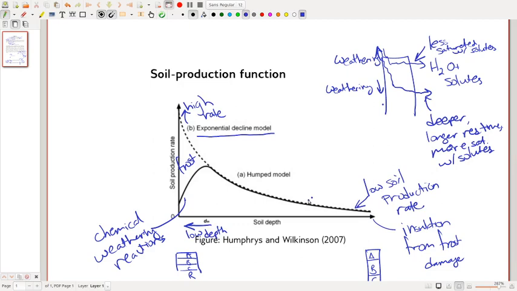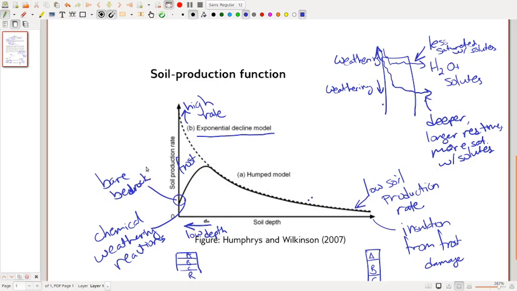So, with that, we might think that this exponential decline model is pretty good. But let's just think about one thing. So I was talking about frost, and I was talking about chemical reactions that are mediated by water, and both of those require water to be present. But what happens if we essentially just have something like this, which is bare bedrock?